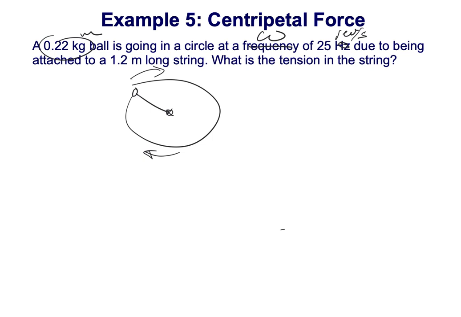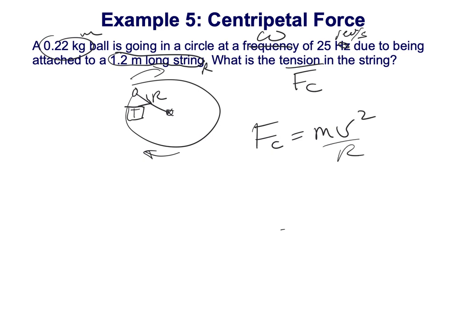So the string's length is really the radius. The length of the string between the ball and where it's pivoting is the radius. What is the tension in the string? Okay, the tension, I'll put it into a box to show it's a force. The tension force is the centripetal force. So that's what we're solving for. Fc equals mv squared over r.